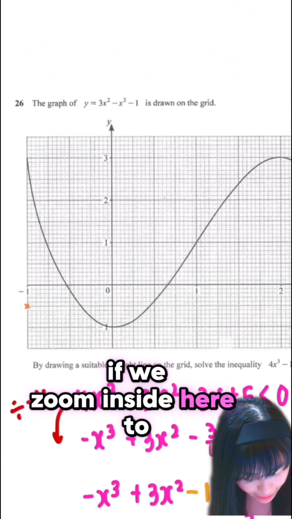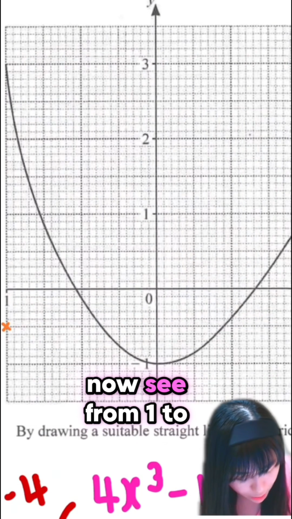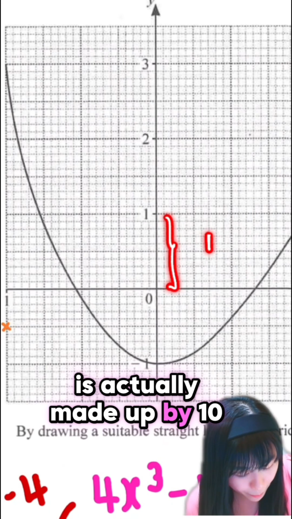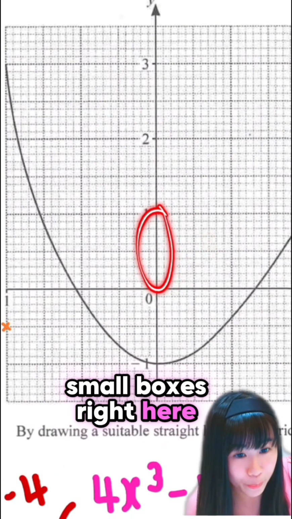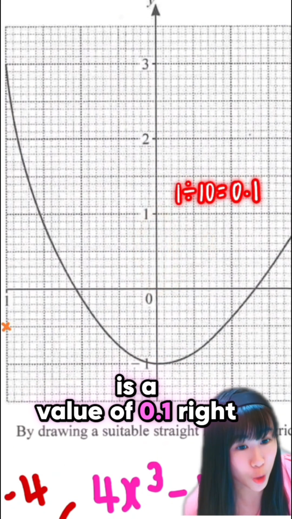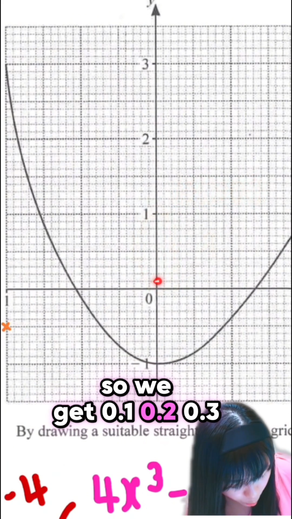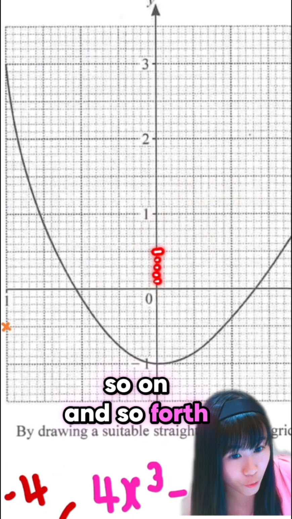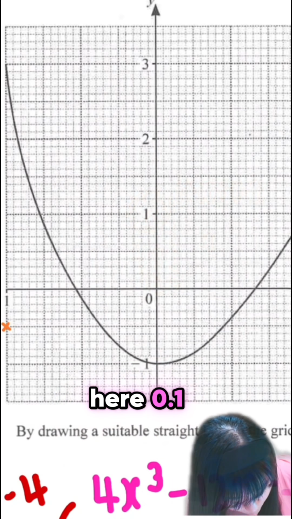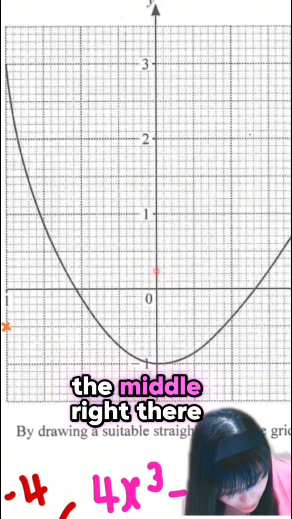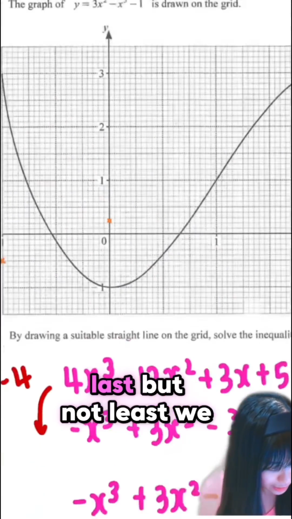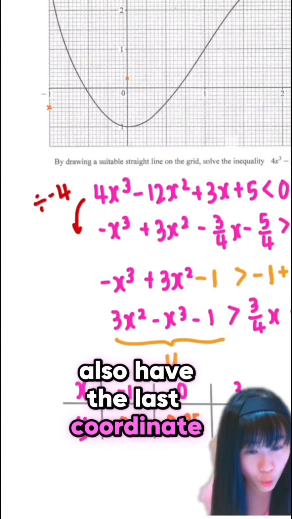If we zoom inside here, to get 0.25, now see, from 1 to 0 is a value of 1. And the value of 1 is actually made up by 10 small boxes right here. So when we take 1 divided by 10, it means that every single box right here is a value of 0.1. Right? So we get 0.1, 0.2, 0.3, 0.4, 0.5, so on and so forth until we get a 1. So to get 0.25 is actually here. 0.1, 0.2 and 0.25 is in the middle right there. So which is actually a point right here. Last but not least, we also have the last coordinate.